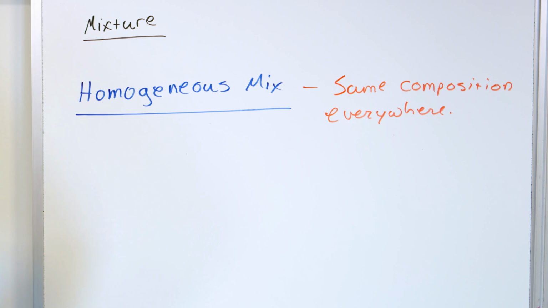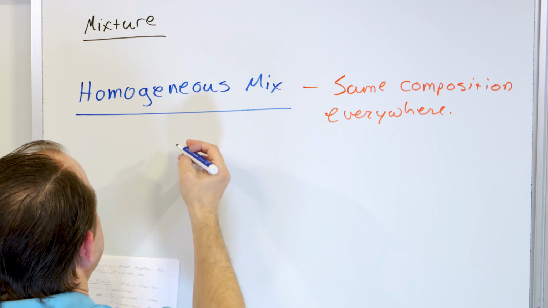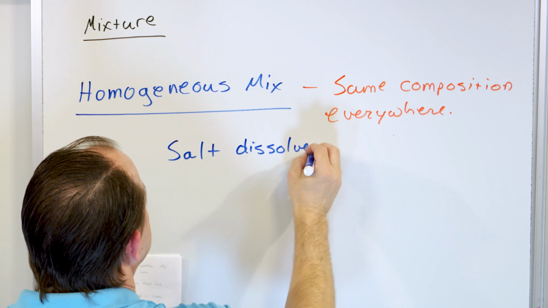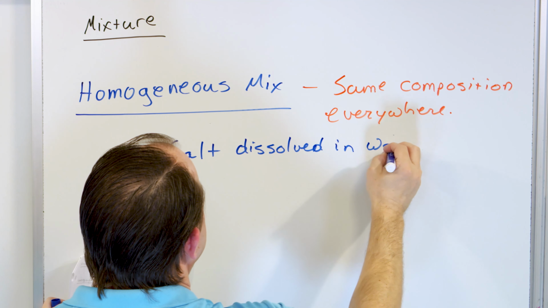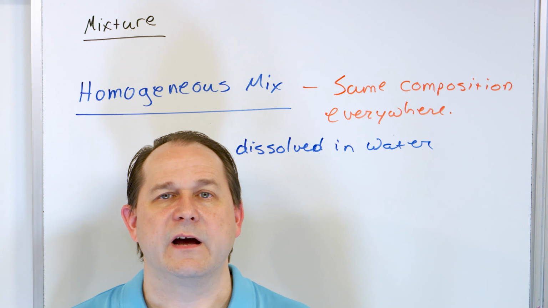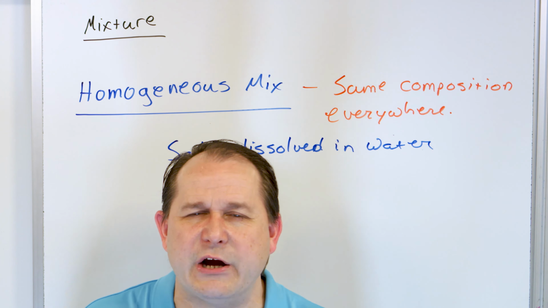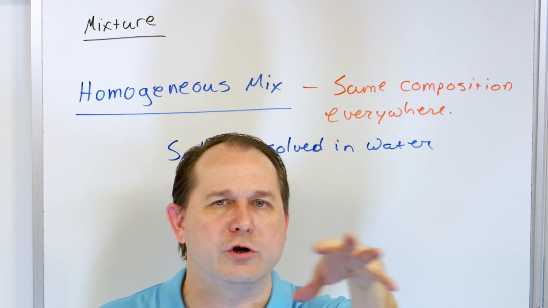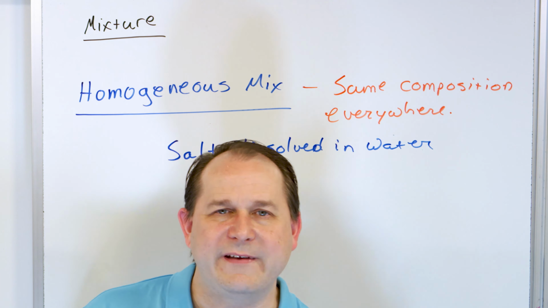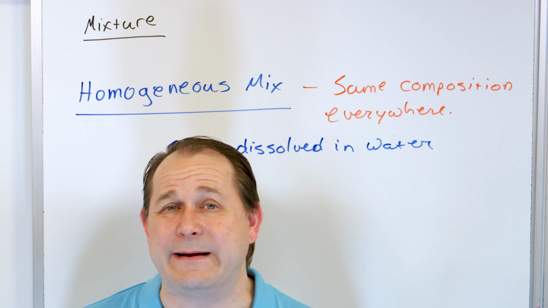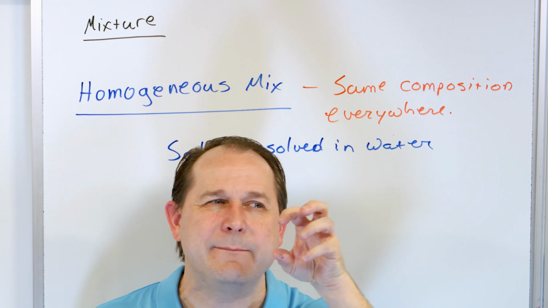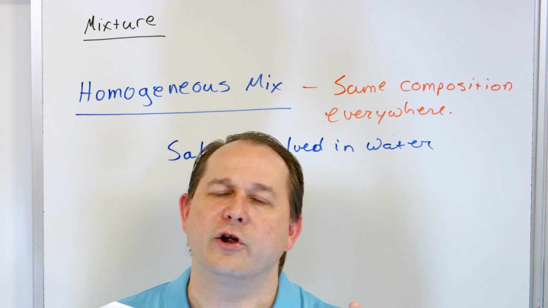Right? So examples of this would be something like salt dissolved in water. In water, the salt is dissolved, and the salt doesn't disappear. It's just in between all of the water molecules that are there. And whether you take a drink of the salt water from the top, or from the bottom, it's going to taste the same saltiness, because once everything is evenly distributed and dissolved, then we have the same concentration of salt everywhere. So that's called a homogeneous mixture.